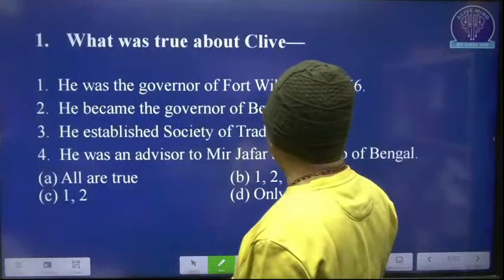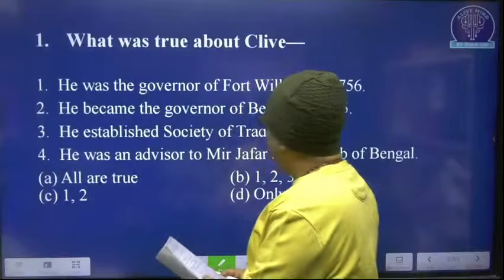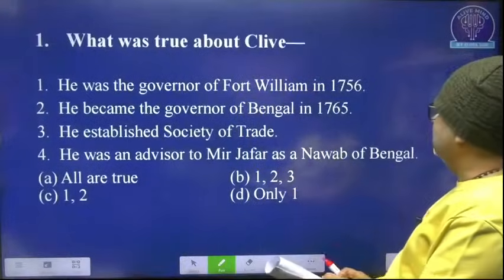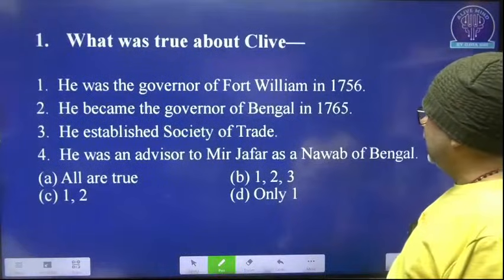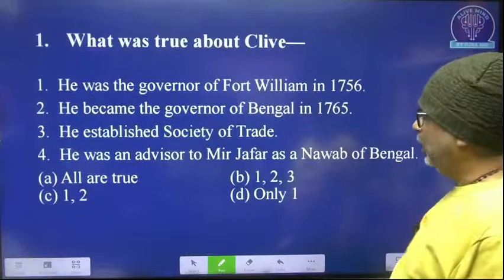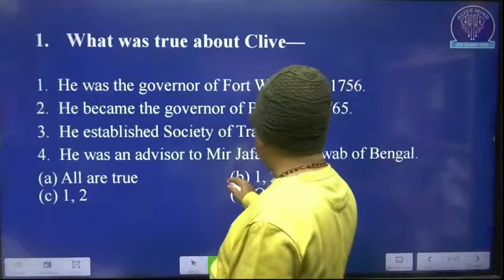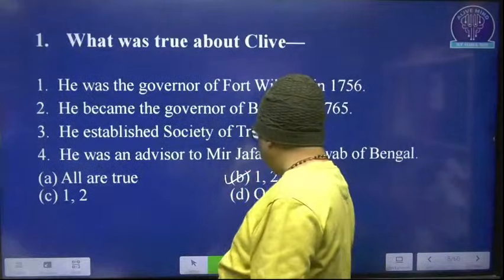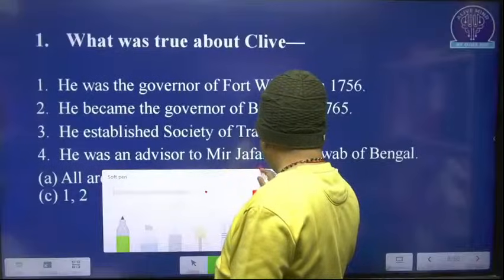How? Let's start. What was true about Clive? He was the governor of Fort William in 1756, correct? He became the governor of Bengal in 1765, yes. He established Society of Trade, yes. He was an advisor of Mir Jafar as a Nawab of Bengal. Is it? No. 1, 2, 3. Robert Clive.